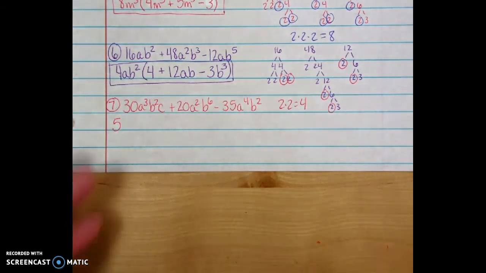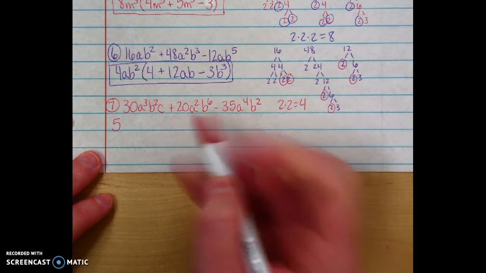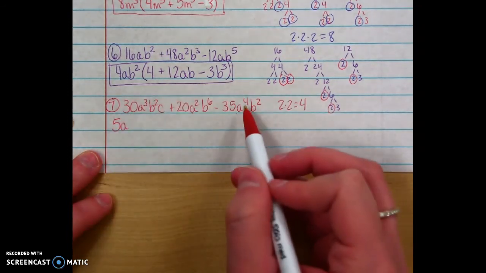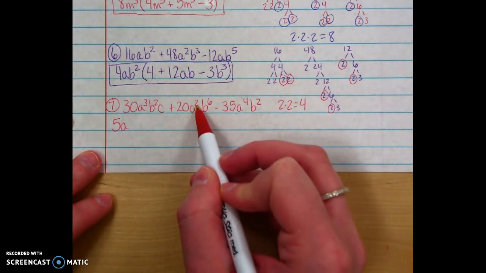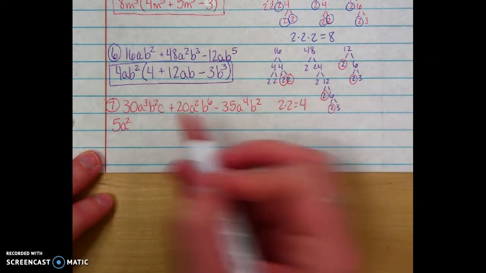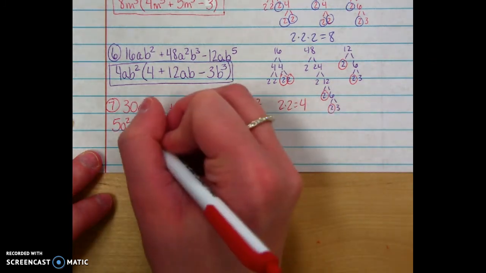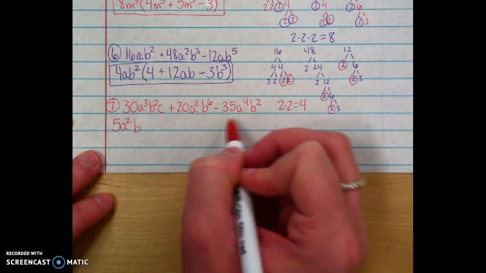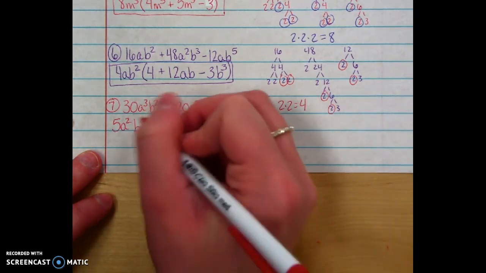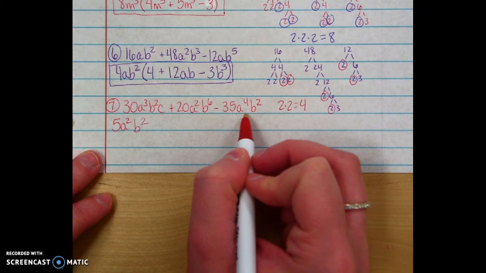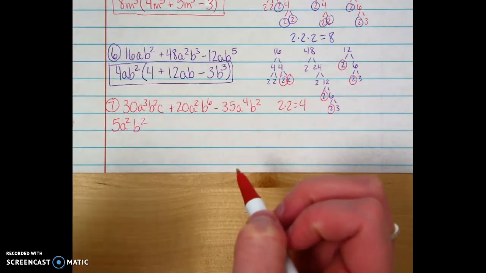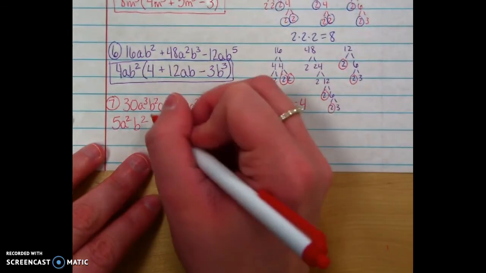Now let's see what they have in common. A, and A. So they have A's in common. The smallest one is A squared. B, so they all have B's. B squared would be the smallest. C, okay, so they don't all have C's, so C is not included in the GCF.